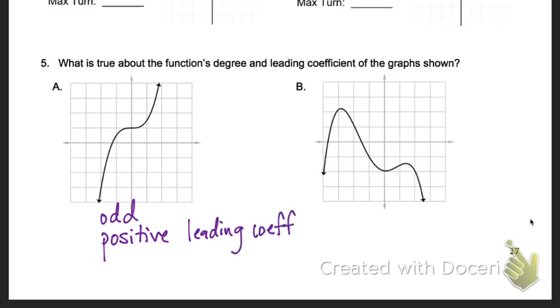The degree could be greater than or equal to 3. Let's just leave it at odd, positive right now. Okay, what about the second one? Even, negative. That's it. Perfect. Class dismissed.